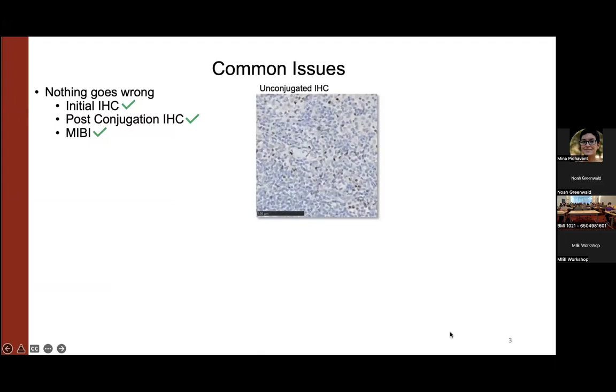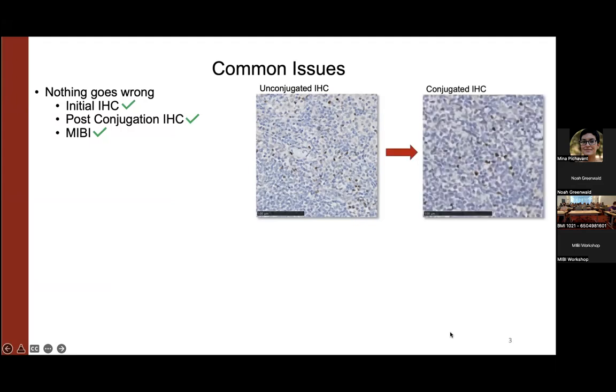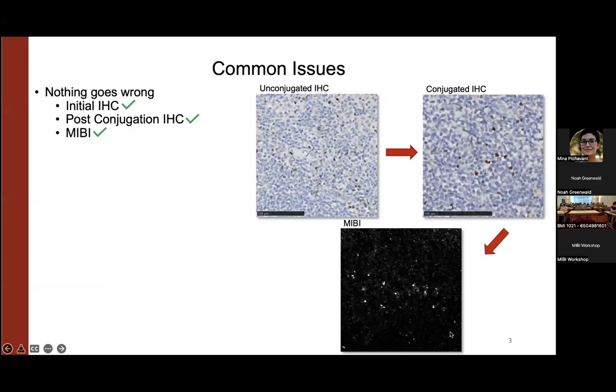So you get an unconjugated IHC, and you're able to get nice staining. It's a little hard to see here, but you're getting pumpkin staining, which is in line with your order, and it looks exactly as you think it should. You conjugate it, and the IHC continues to look good, and then you do a MIBI image, and your MIBI image is in line with what you saw in IHC. So this is the dream of what we have happening.